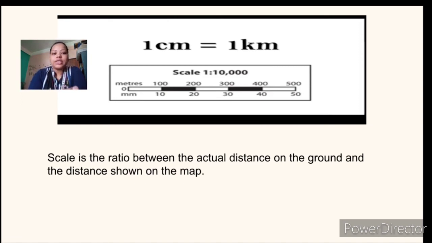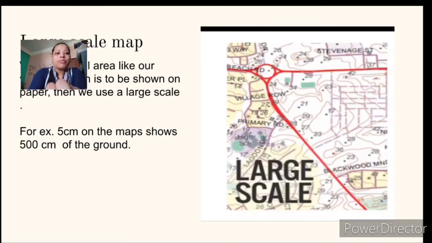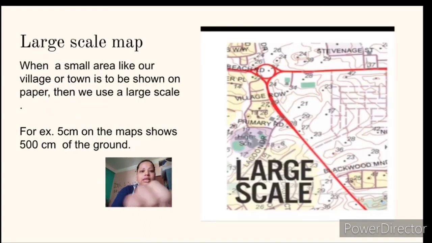Okay, so scale is the ratio between the actual distance on the ground and the distance shown on the map. You can see here 1 centimeter in a map represents 1 kilometer. Now there are two types of maps based upon the scale: large scale map and small scale map. You can see here I have given the picture. When a small area like our village or town is to be shown on paper, then we use a large scale map. For example, 5 centimeter on the map shows 500 centimeter on the ground.